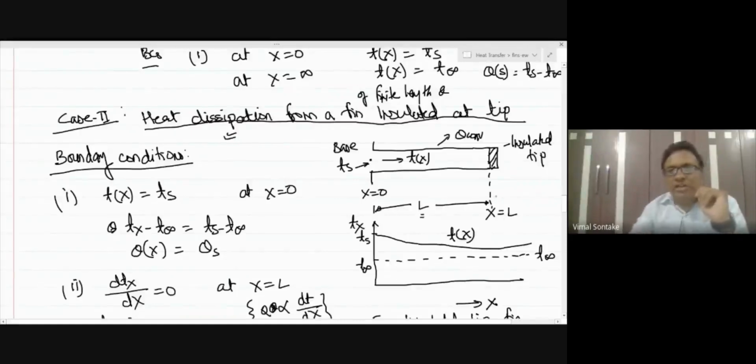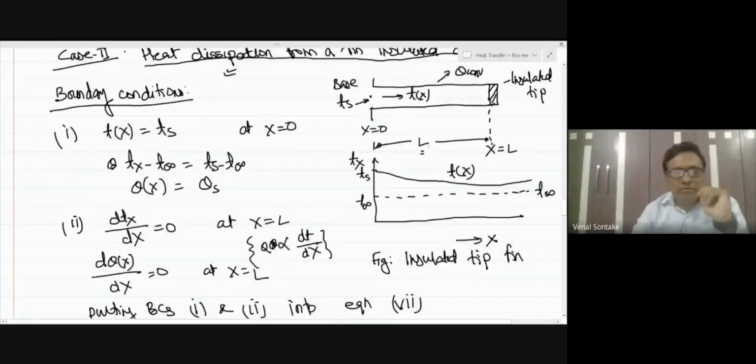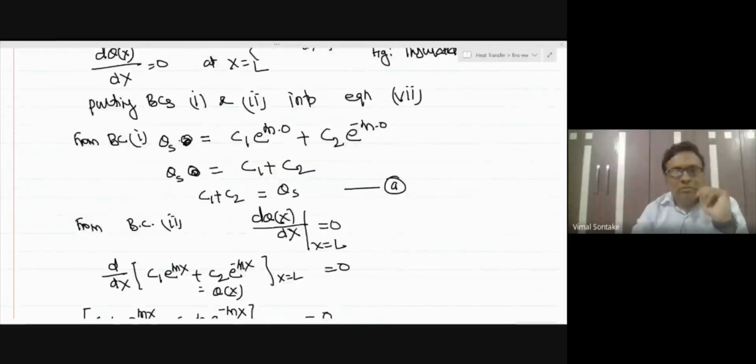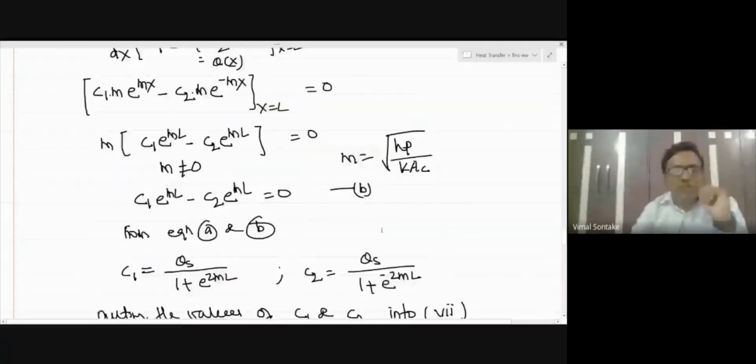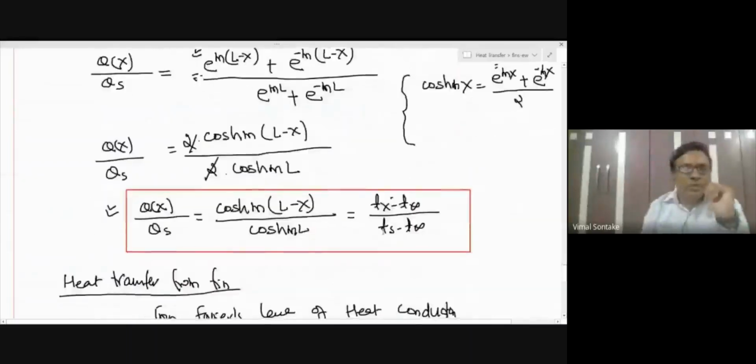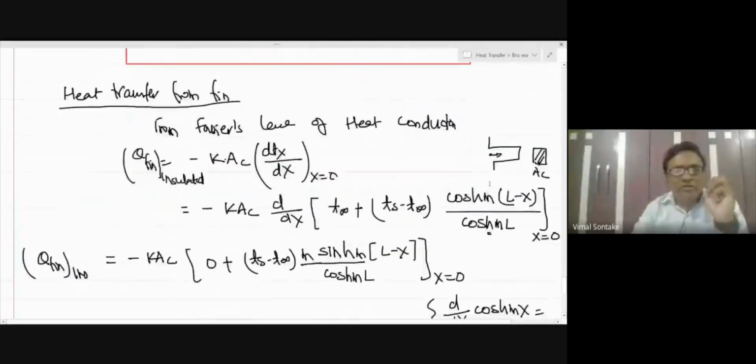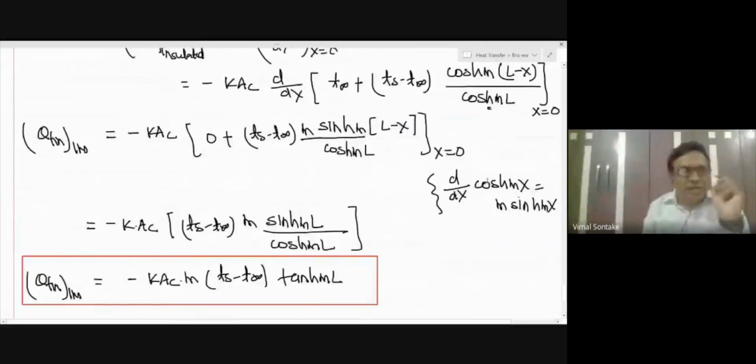And for this boundary condition, we could derive this temperature distribution equation: theta x over theta s is equal to cosh of m(L minus x) over cosh of mL. And we could also calculate the rate of heat transfer from this fin if it is attached to the base surface with insulated tip.